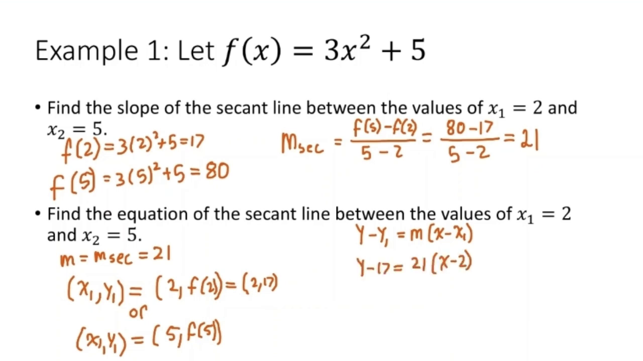Now, the reason why I like point-slope form is it's very easy to go from point-slope form to any other form, whether it be slope-intercept or standard form. I'm going to rewrite the equation in slope-intercept form, since that is the most common equation form for a line. We'll start by distributing the 21, and then we'll add 17 to both sides, and we get 21x minus 35. So the equation of our secant line would be y equals 21x minus 35. Try working out the point-slope form using the point (5, f of 5) to see that despite the fact the point-slope form will look different, you will still obtain the same slope-intercept form.